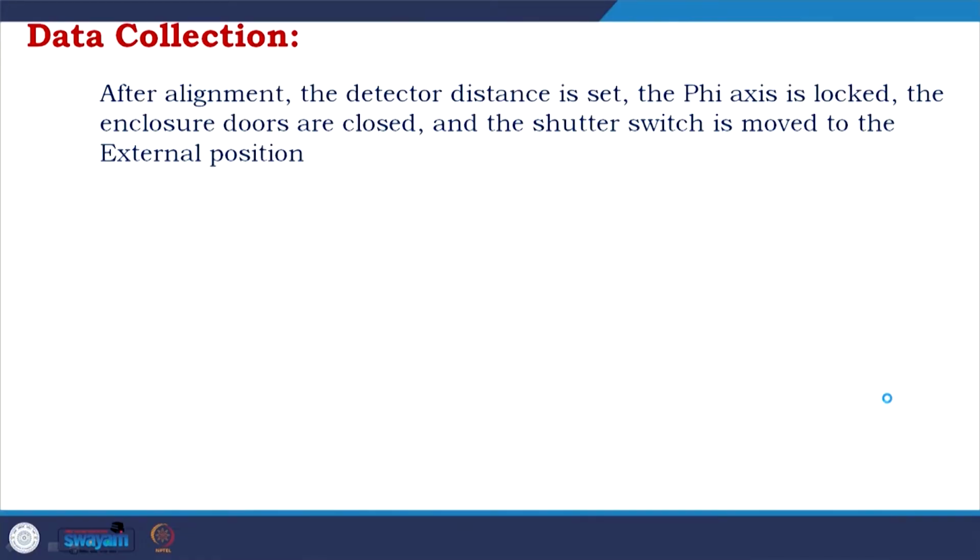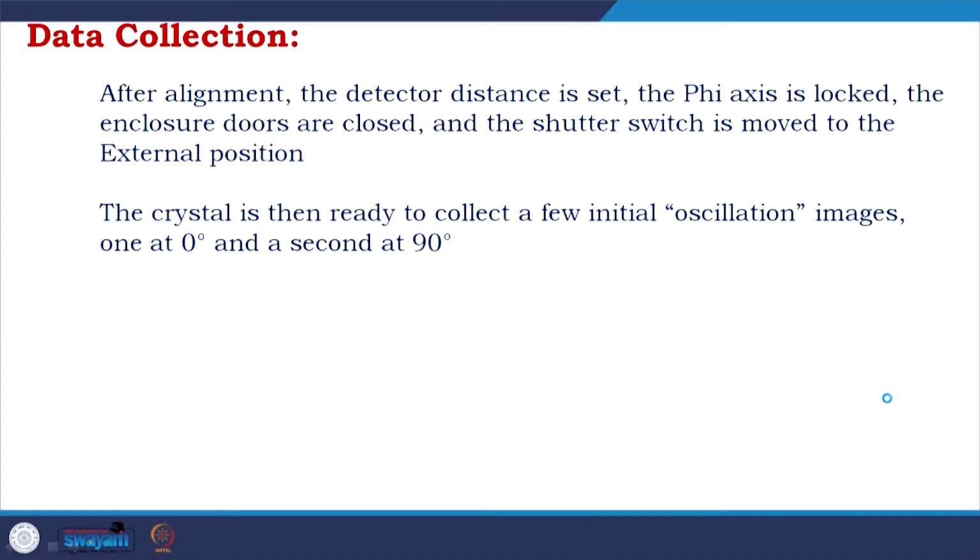After alignment, the detector distance is set. You have to set the detector distance, the phi axis is locked and enclosure doors are closed, and the shutter switch, as I told, is moved to the external position. So, we generally had to do that. Now, newer instruments are coming where it is going shutterless. The crystal is then ready to collect a few initial oscillation images, one at 0 degrees and a second at 90 degrees. I did not talk about these.